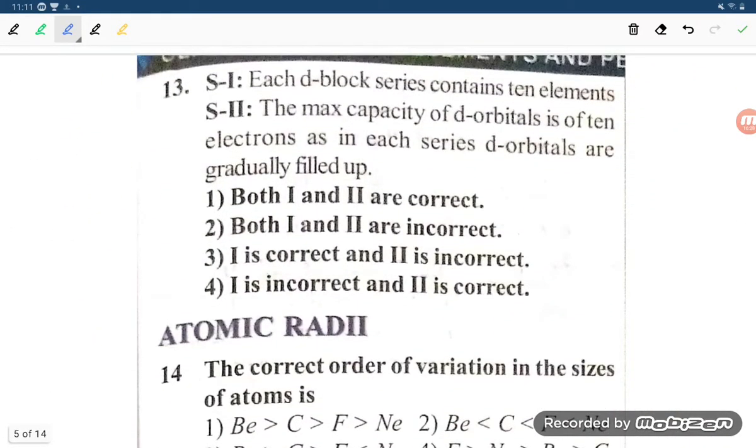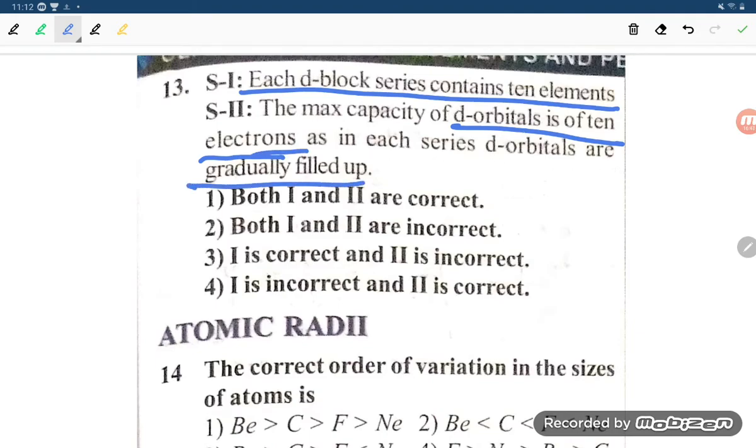Now question number 13. Each d block series contains 10 elements. Is that right for the d block series? The d block series has 10 elements, no problem, that is correct. The maximum capacity of d orbitals is 10 electrons, and that is also in each series. The d orbitals are gradually filled, that is also correct. Both are correct, student, option number 1 and 2.